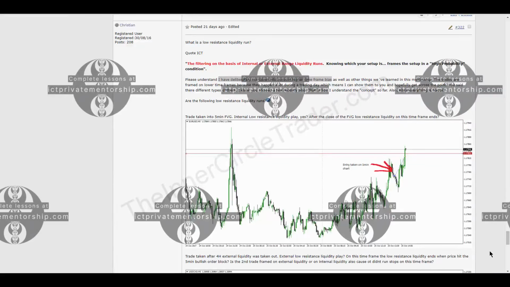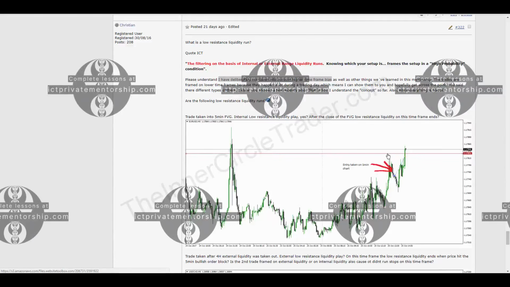Otherwise you're not going to know if the trade that you're taking is a low resistance liquidity run, because that's what makes a low resistance liquidity run: the fact that we're trading with institutional sponsorship behind the move, and it's always going to be derived from the higher time frame.